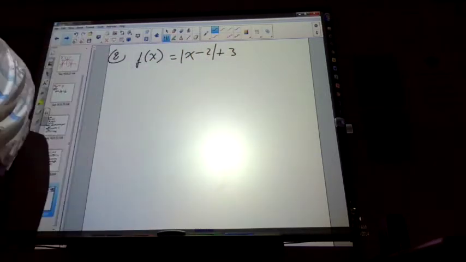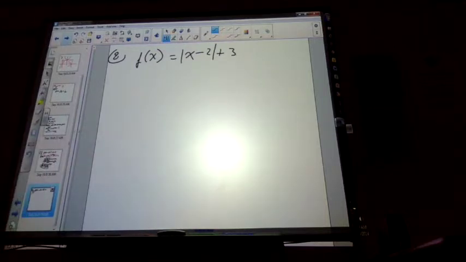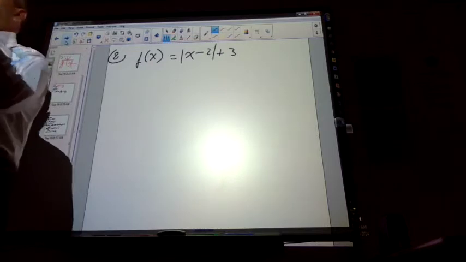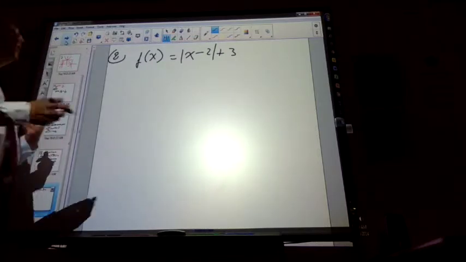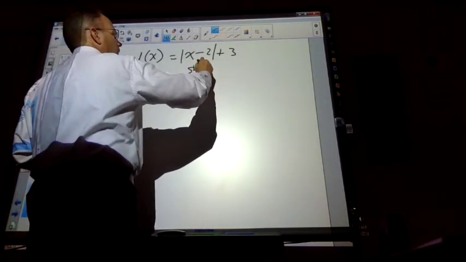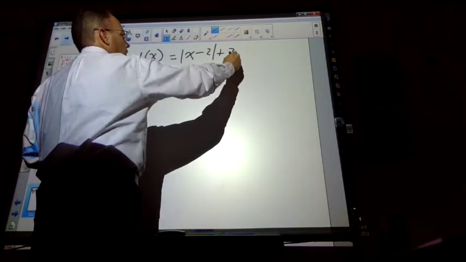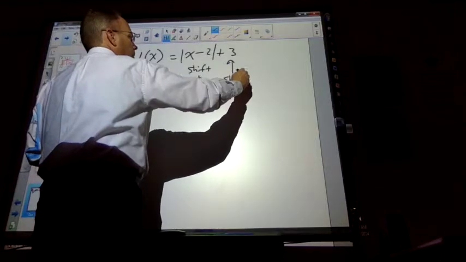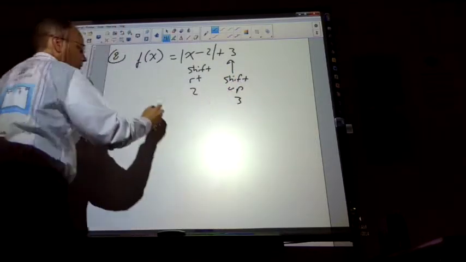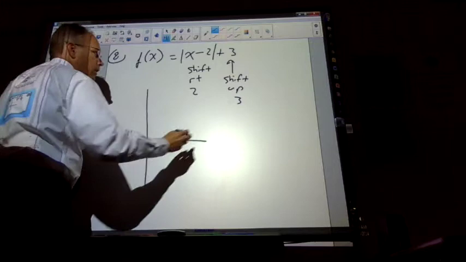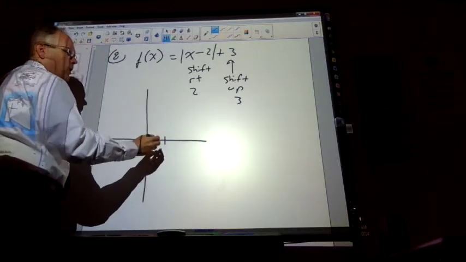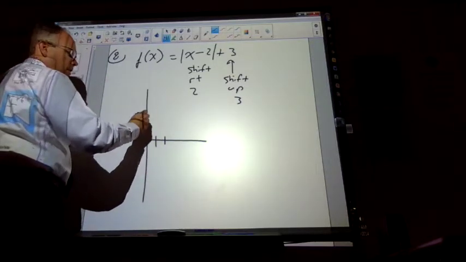Okay, number 8 says graph this function, visually estimate the domain of f(x), and visually estimate the range of f(x). So there's an absolute value graph, so it's going to look like a V. This right here is going to shift right 2, and this is going to shift up 3. So it's going to shift right 2, and it's going to shift up 3.